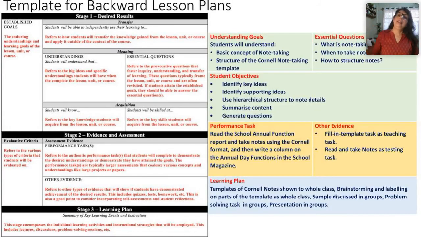So I give you a concrete example here. Say for instance, you were doing a note-taking class, you were teaching your children how to take notes from reading material. That's the competence that you want to give them. All right, so see, I have mapped it to this template. So you have the goals, okay, the basic goals, the essential questions that they'll be able to answer, what would be the objectives, knowledge objectives and skills objectives. All right, so these would be what they will take with them. Okay, summarize content, identify key ideas, supporting ideas, use a hierarchical structure, summarize content. So these would be it.